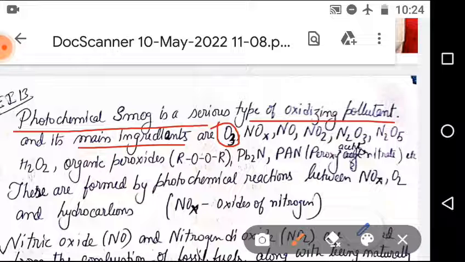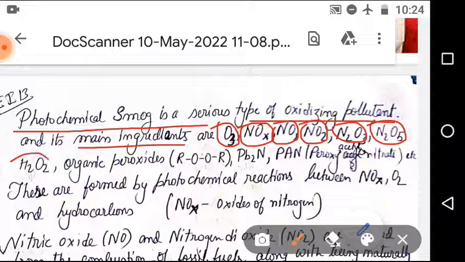Then NOx, oxides of nitrogen: nitric oxide, NO2, N2O3, N2O5. These are all the ingredients that make up photochemical smog.